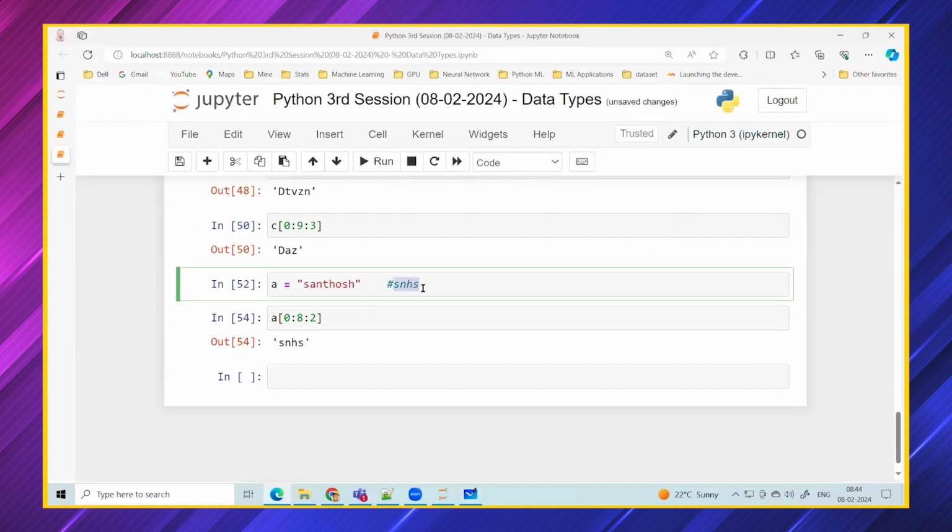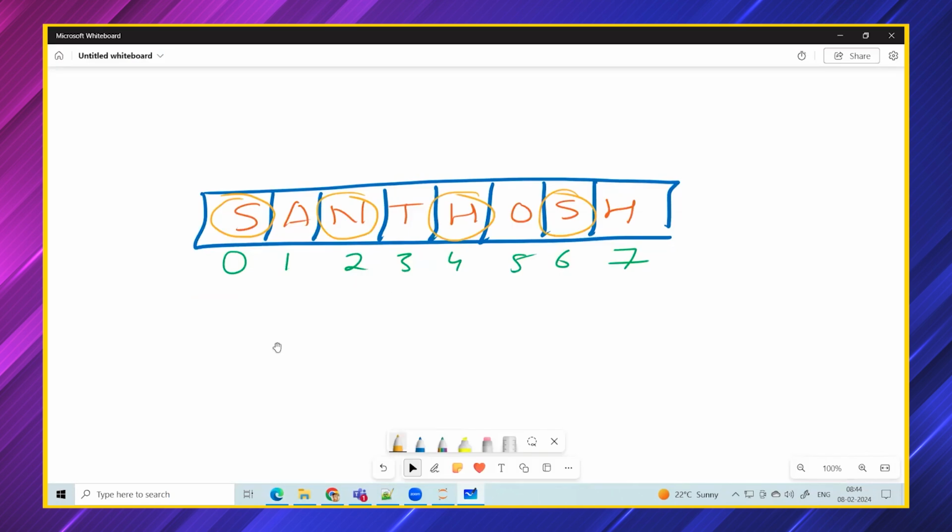S, N, H, S. Now for that, what I need to do? First, I need to start with 0. So 0th element. Then I'll not write this element. I'll directly go with 2 steps because it's jumping every 2 steps. But now the question is, what's the number here? Would you like to give 7 or 8? See, ideally speaking, this is the end, right? So this plus 1 itself is more than enough.